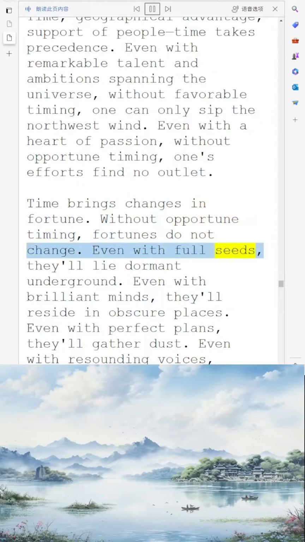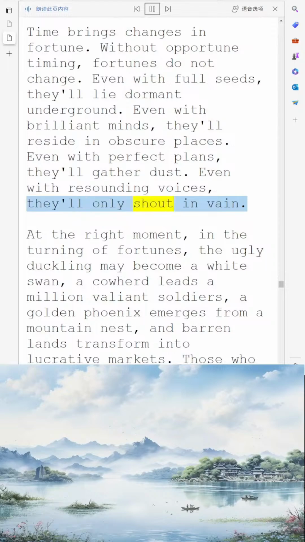Even with full seeds, they'll lie dormant underground. Even with brilliant minds, they'll reside in obscure places. Even with perfect plans, they'll gather dust. Even with resounding voices, they'll only shout in vain.